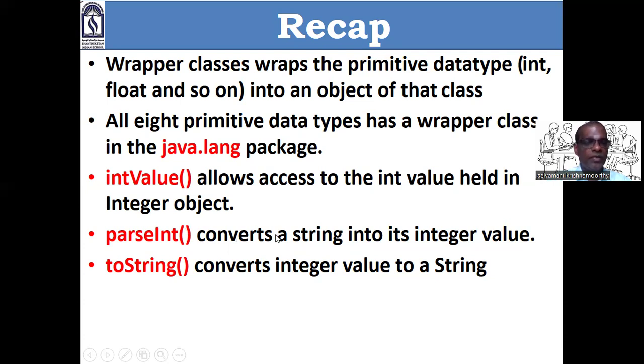parseInt converts a string into an integer value. toString is the opposite of parseInt. toString converts an integer value into a string value. Very simple. parseInt converts string to integer. toString converts integer to string. Am I right? Is it clear? Take 1 or 2 minutes, or if you want, pause the video and listen. I hope it is clear to all.